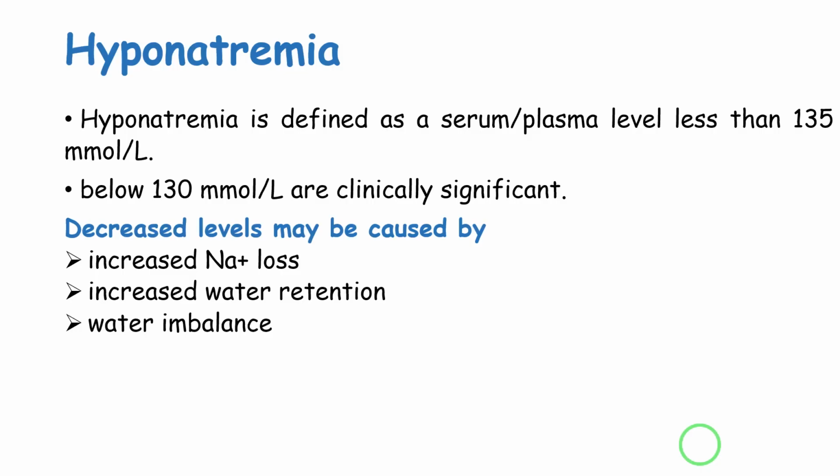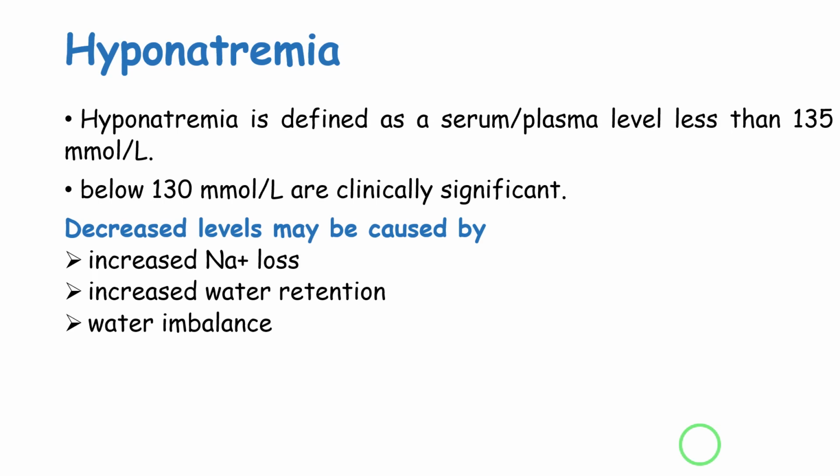One of the common findings in clinical practice is hyponatremia. So what is hyponatremia? It is decrease in the level of the blood plasma or serum sodium below 135 millimole per liter. And when it decreases below 130, then it becomes clinically significant. This decrease occurs by three mechanisms, whatever the cause.